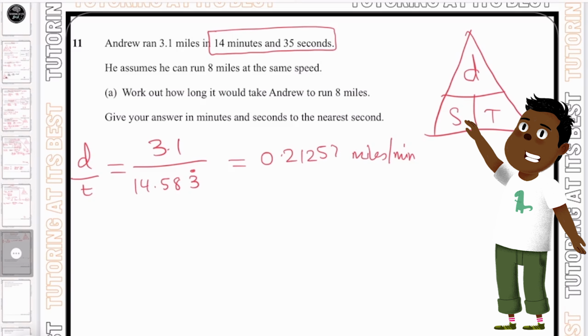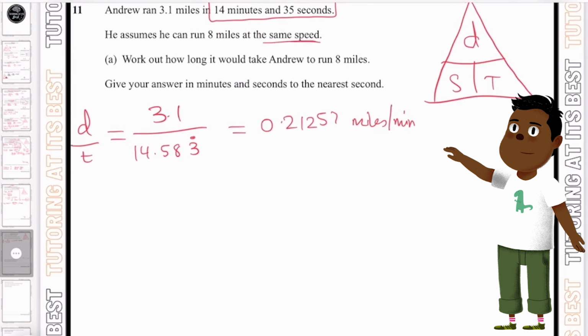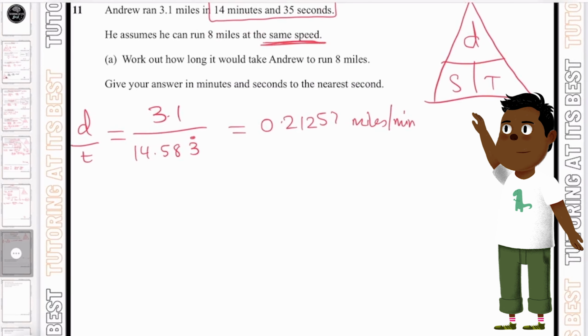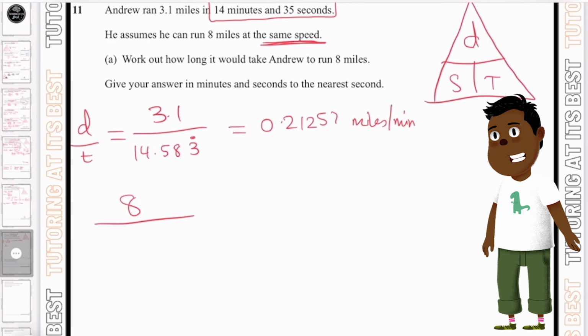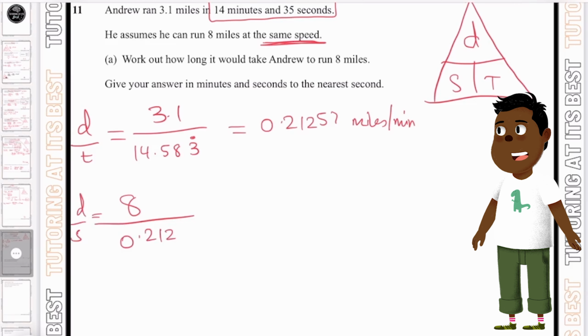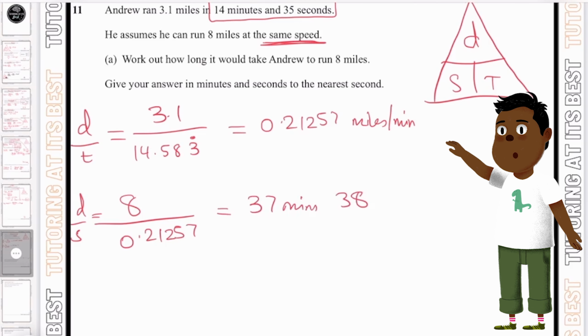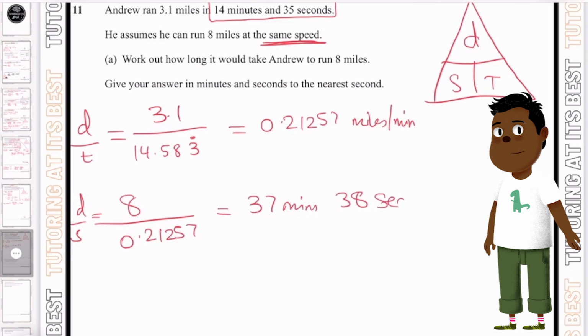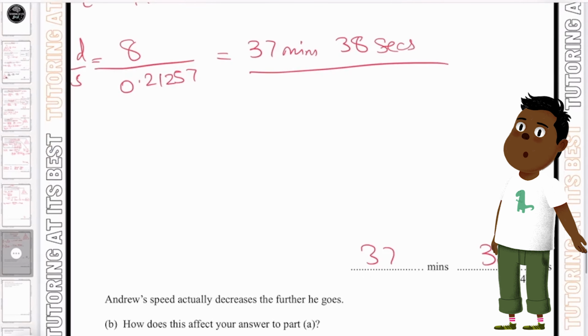So that's on the basis of Andrew running 3.1 miles. But now let's do this on the basis of Andrew running 8 miles. And if he says that he can run this at the same speed, then we know that we can have 8 as our distance divided by our speed. So distance divided by speed would give me 8 over 0.21257, which then would give me 37 minutes and 38 seconds. And that is my answer. 37 minutes and 38 seconds.